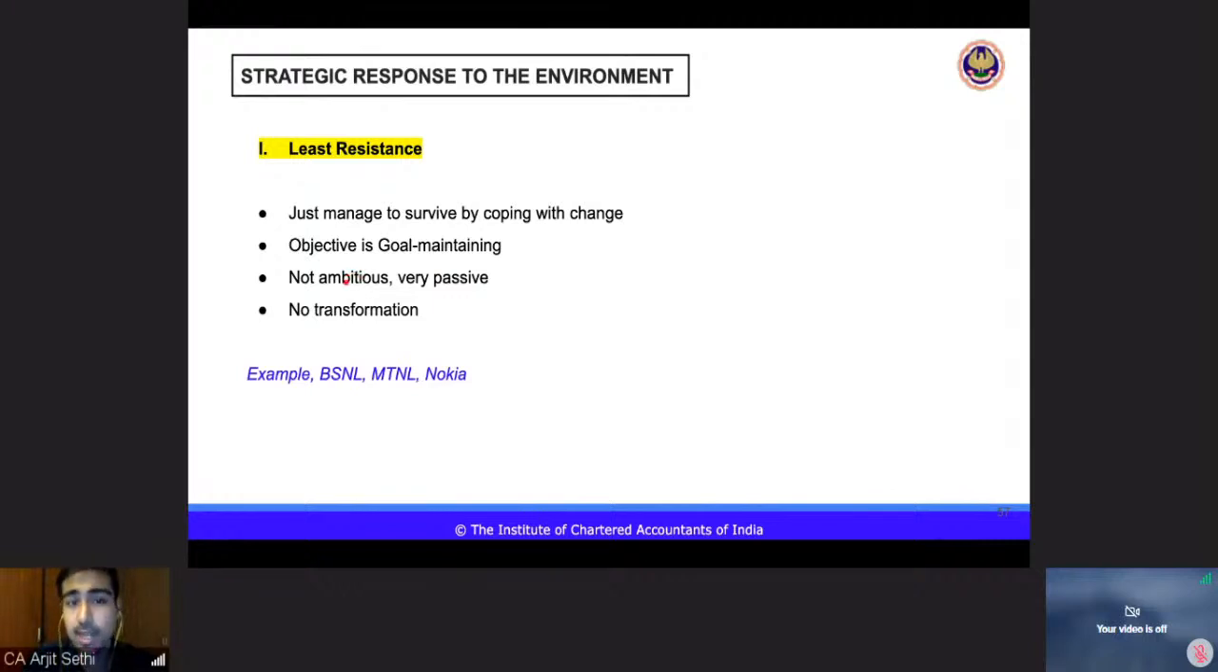I am not ambitious. I am very passive. Passive means laid down. I am very relaxed. Right? There is no transformation. For example, we'll understand this with an example. BSNL, MTNL, Nokia, their environment was changing. Technology was changing. New competitors were coming in. The market was changing. Governments were changing. Everything in their environment was changing. But they did not respond. They were least resistant. They were changing to the minimum. They were not changing. And thus they went out of business. Example, BSNL, MTNL, Nokia, right?